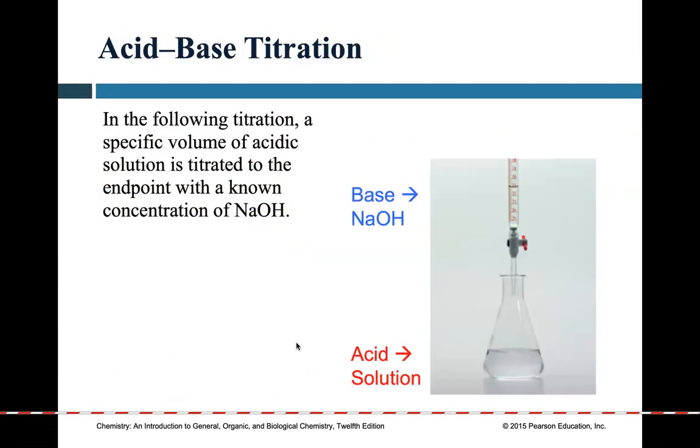So it's usually just kind of like an approximation of getting close. And as it just turns a little bit pink, that's really indicative of being close to pH 7.